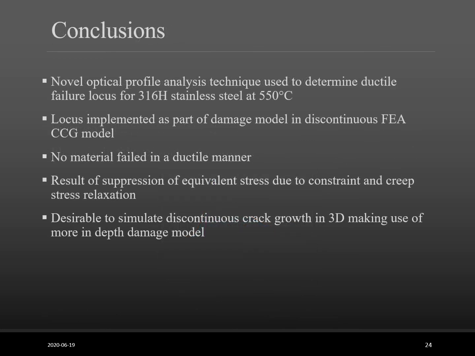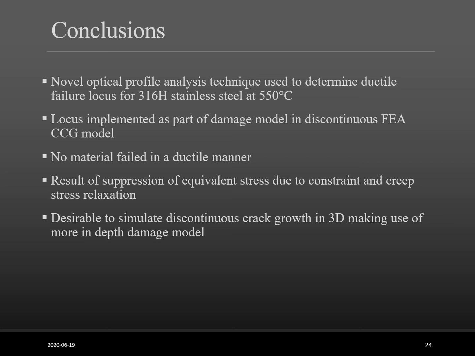To conclude, a novel optical profile analysis technique has been used to determine a ductile failure locus for 316H stainless steel at 550 degrees C. This locus was implemented by means of a Fortran user subroutine as part of a ductile damage model within a discontinuous FEA creep crack growth model.